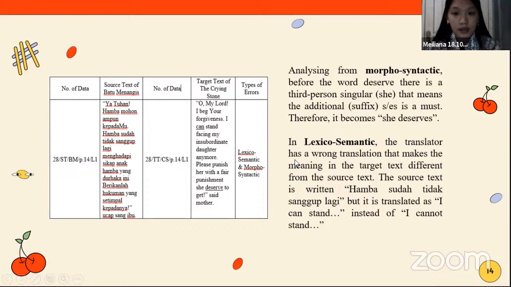And for morphosyntactic, berikanlah hukuman yang setimpal kepadanya. Please punish her with a fair punishment she deserved to get. The translator has a wrong translation. Before the word deserve, there is supposed to be an additional S, because this indicates the third person singular, she.